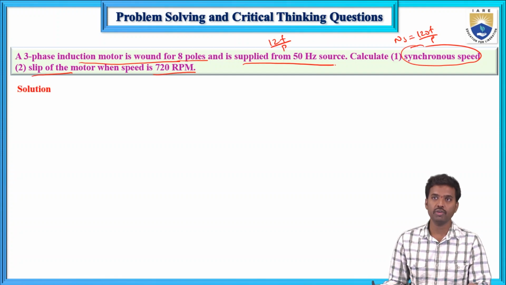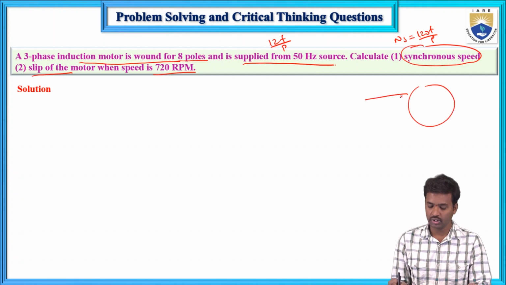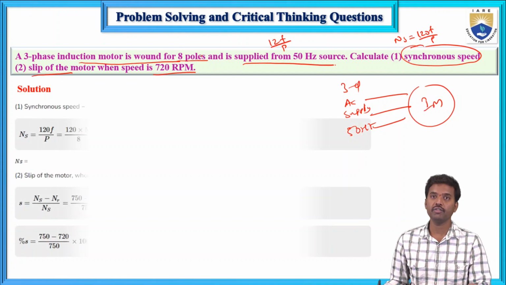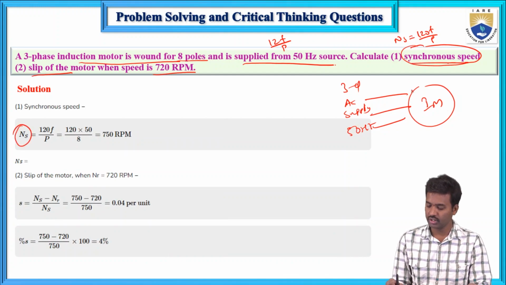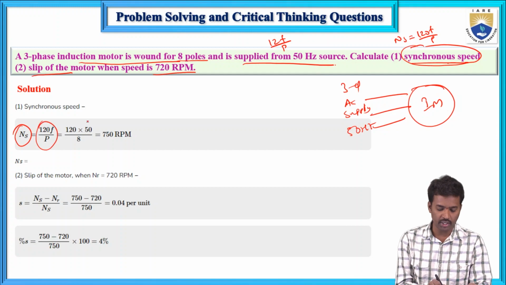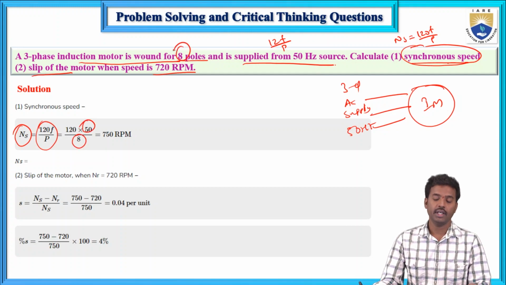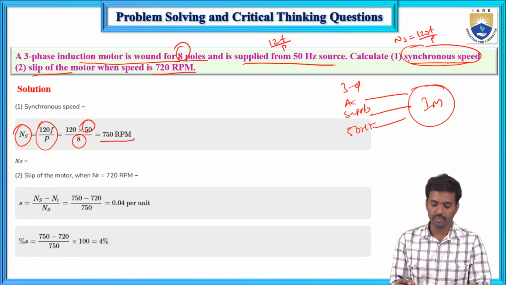So now here solution for this, same thing. If you give this 3 phase and 50 Hz AC supply to the induction motor, here 8 number of poles and 50 Hz. So the synchronous speed is 120 F by P, here F equals 50 and the number of poles is 8. So now here 750 RPM. This is the synchronous speed.